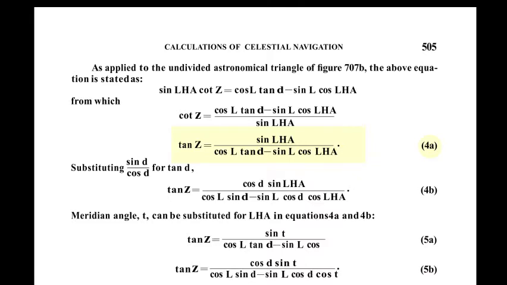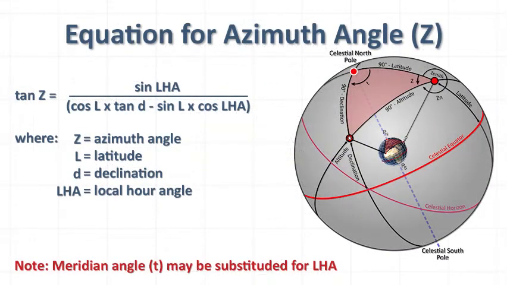Tangent of Z equals sine LHA divided by cosine L tangent D minus sine L cosine LHA. The equation can be simplified to read tangent Z equals sine LHA divided by open parenthesis cosine L times tangent D minus sine L times cosine LHA close parenthesis. Note: parenthesis is required to group the bottom operation.